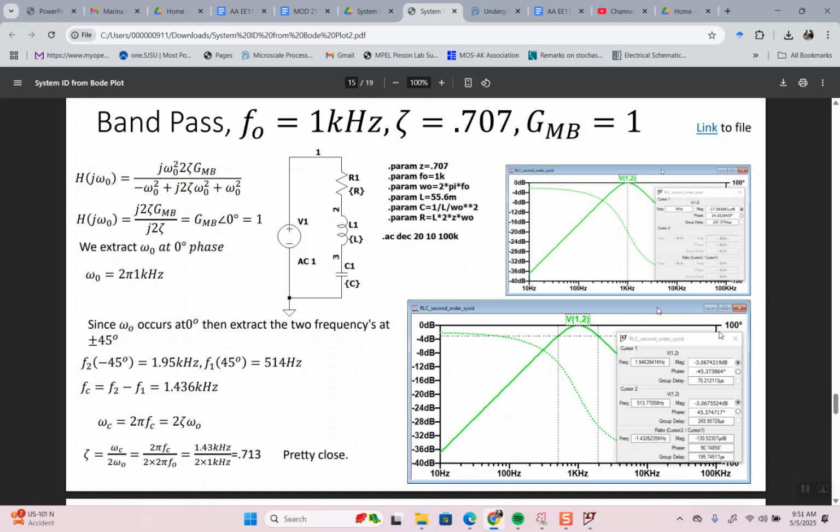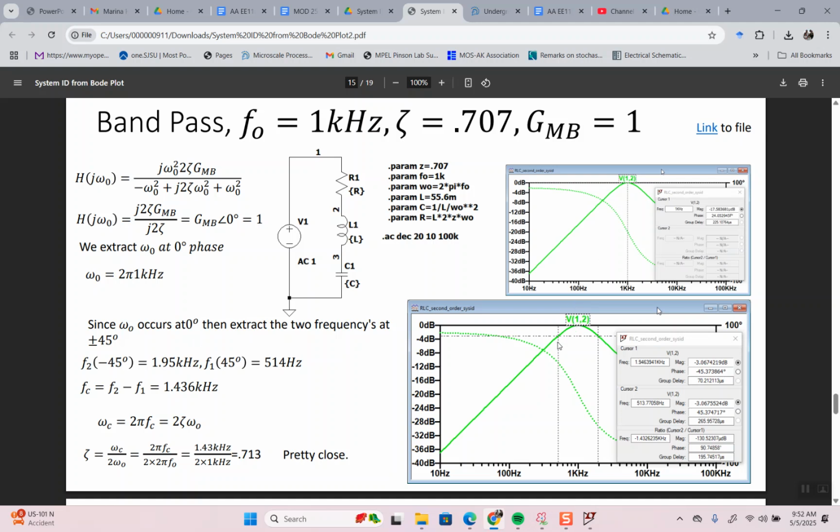So if I take asymptotes this way and that way, I will intercept at the peak. So in fact, the peak is omega naught. That's easy to find. But then that gain here at midband is this gain. And so now you've used up that data point, and so you can't calculate the damping coefficient. All right. So what you do is you go plus or minus 45-degree phase around it.